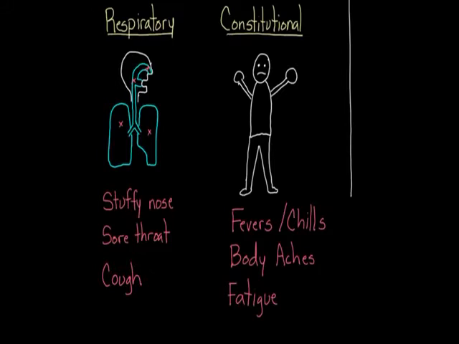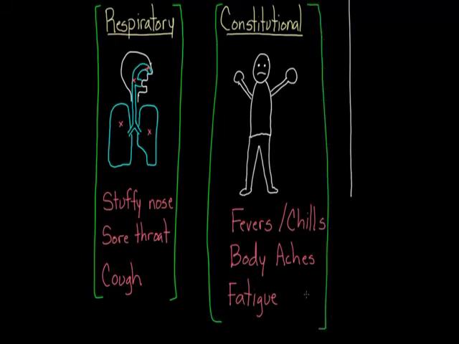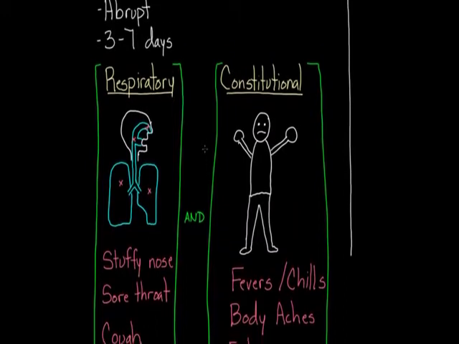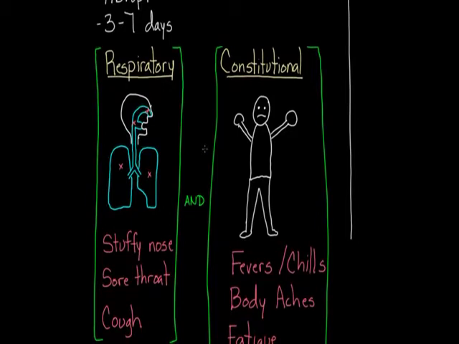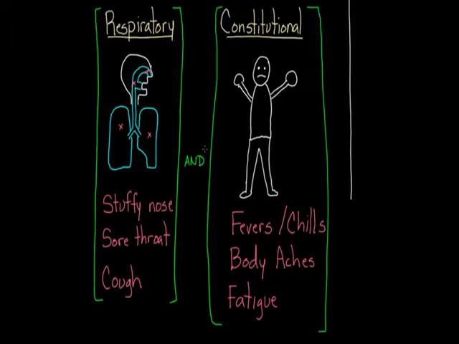So again, when someone tells me about flu, I'm thinking that they better have at least one of these respiratory symptoms and at least one of these constitutional symptoms. So I think of them in two categories, right? And I want at least one from each category. And they must have both if they're going to get me convinced that they have the flu. So scrolling up just a little bit, just to make sure we don't forget, it's got to be abrupt. It's got to happen over the course of 3 to 7 days. And they should have at least one respiratory symptom and at least one constitutional symptom.